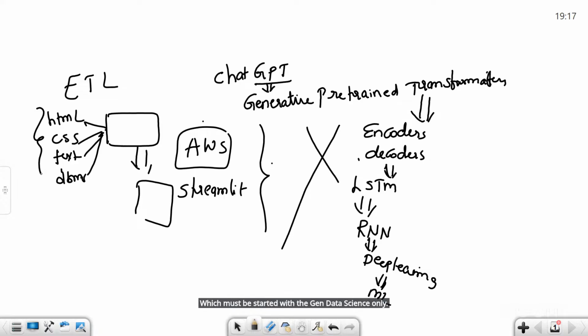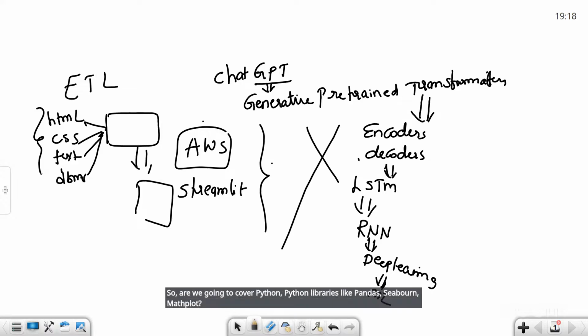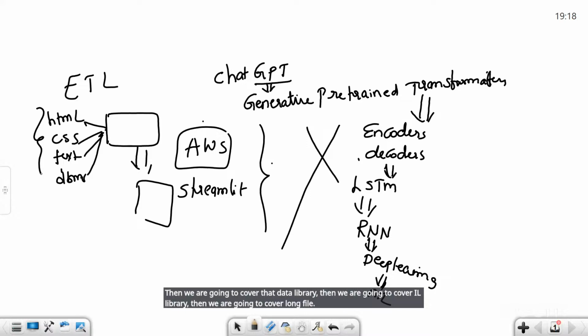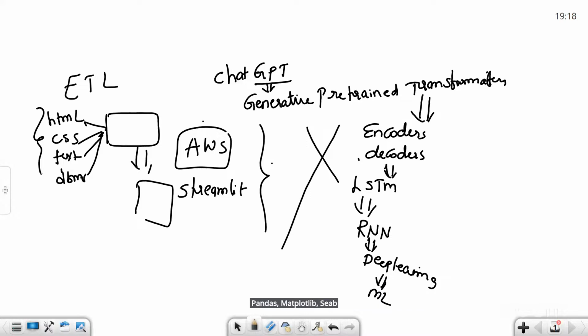So are we going to cover Python libraries like Pandas, Seaborn, Matplotlib? Yes, exactly, madam. The first library is about the OS, operating system. Then we are going to cover the date library, then the array library. Then we are going to cover NumPy, Pandas, Matplotlib, Seaborn, SciPy, Scikit-learn, Keras, and PyTorch.